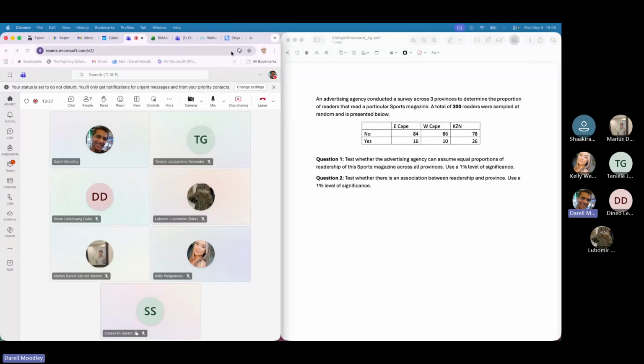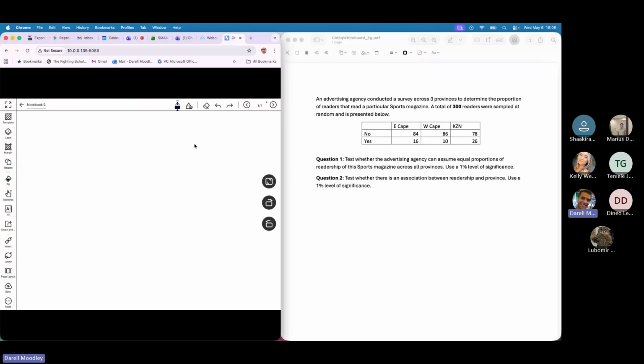All right, let's start walking through this problem. If you can't see my whiteboard on the left, please let me know. Question 1: what they want us to test is equal proportions across the three provinces. So what I'm going to do is, for proportions, the symbol is pi.